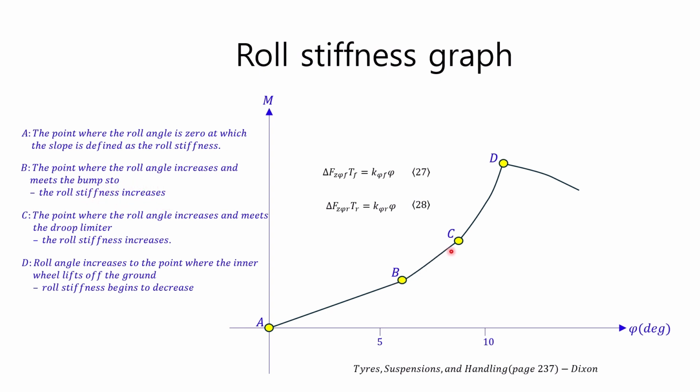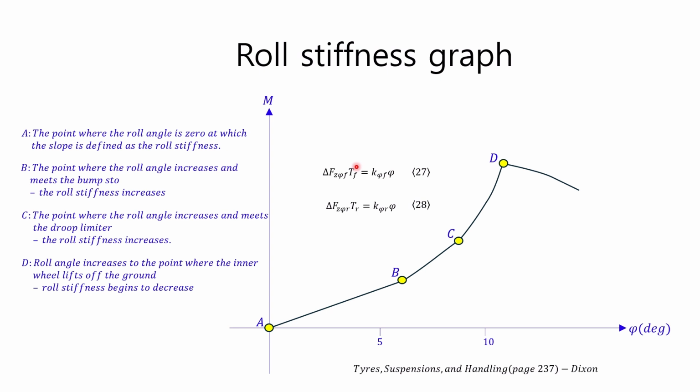Point C is the point where the roll angle continues to increase until it meets the droop limiter, and the suspension roll stiffness begins to increase again. Point D is the point where the roll angle continues to increase until the inside wheel of the turn leaves the ground, and the suspension roll stiffness begins to decrease. Having a front suspension roll stiffness graph and a rear suspension roll stiffness graph shown here, we can calculate the corresponding suspension roll stiffness for any roll angle, since we know the roll moment at any roll angle.